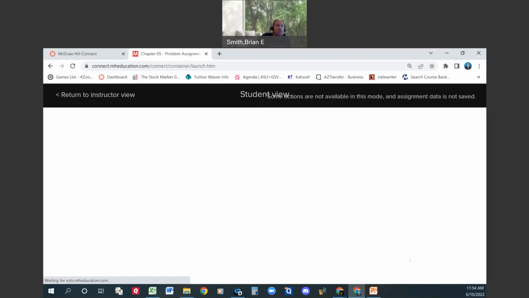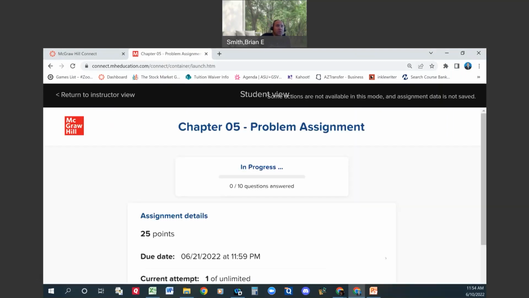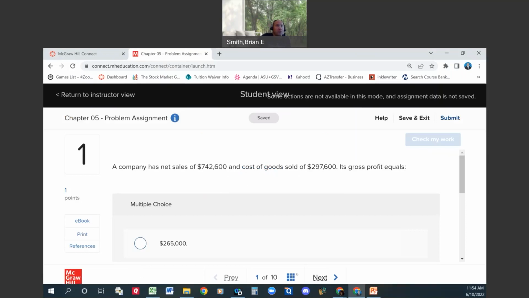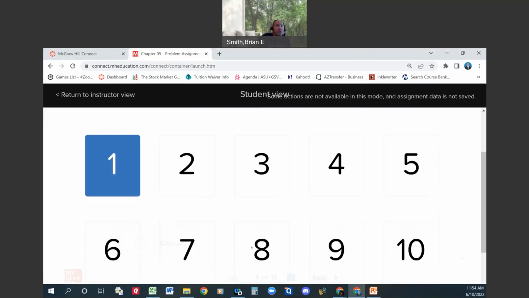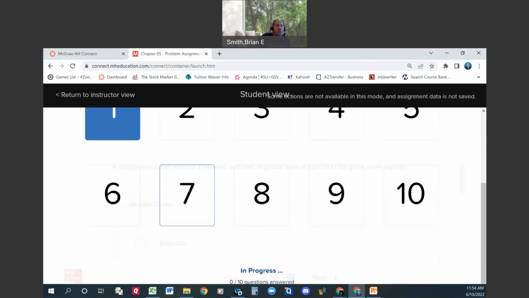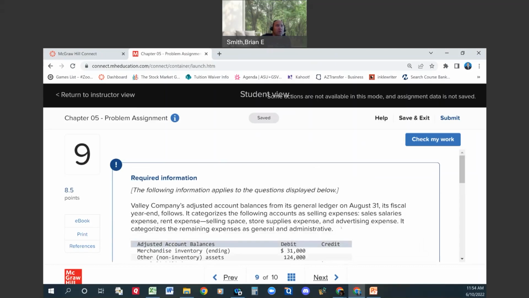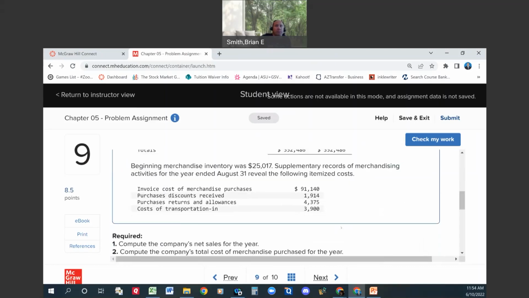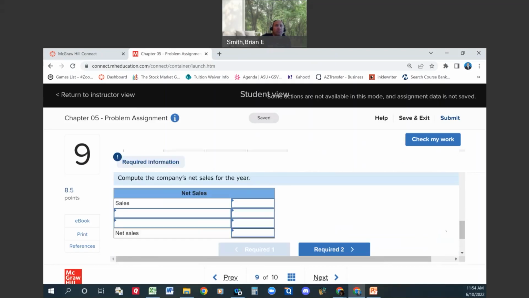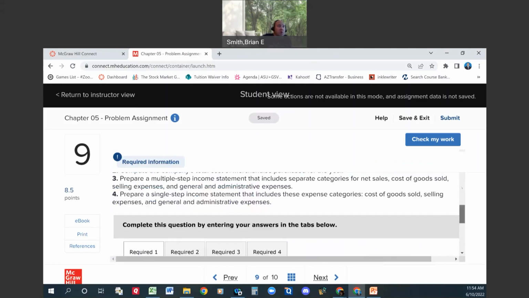Got 10 questions to answer. Got a chunk of them as multiple guess. See if we can guess which one was the start. Nope. 7, 8. There we go. Number 9 is our first problem here. Like I said, I do let you guys do the multiple choice on your own. But if you have any questions on the multiple choice, you're always welcome to ask.